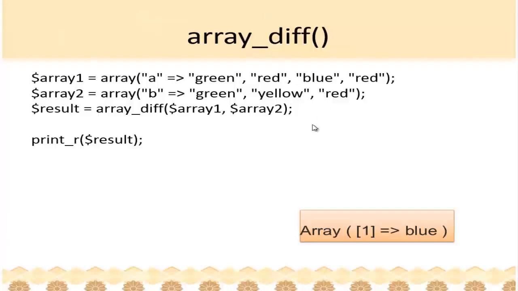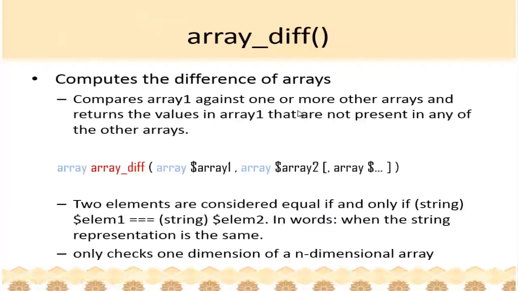So what is extra in this one is blue. This may be extra in the second one, but they don't care about it. So when you say difference, it is what is there in this array which is not present on the other side. So blue is there in this array, it is not there in the other one. If I write it the other way around, if I write array 2 first and array 1 next, then yellow will come because yellow is extra in that case. So that's what the difference is.